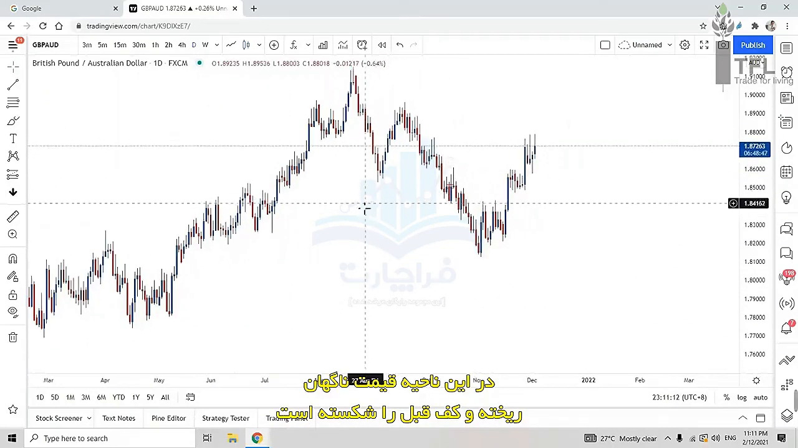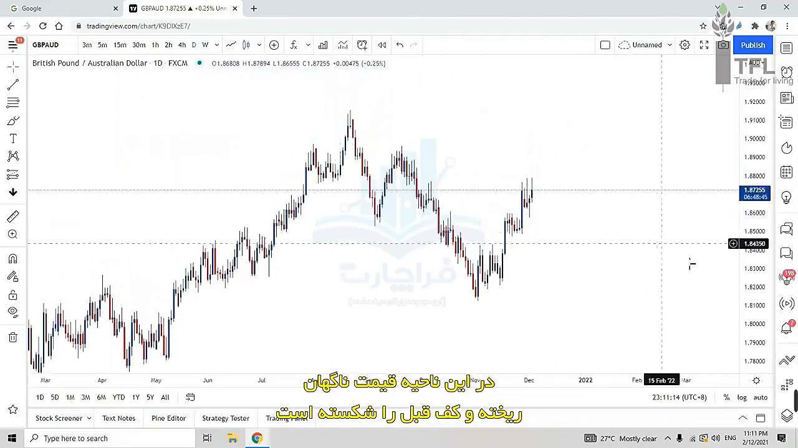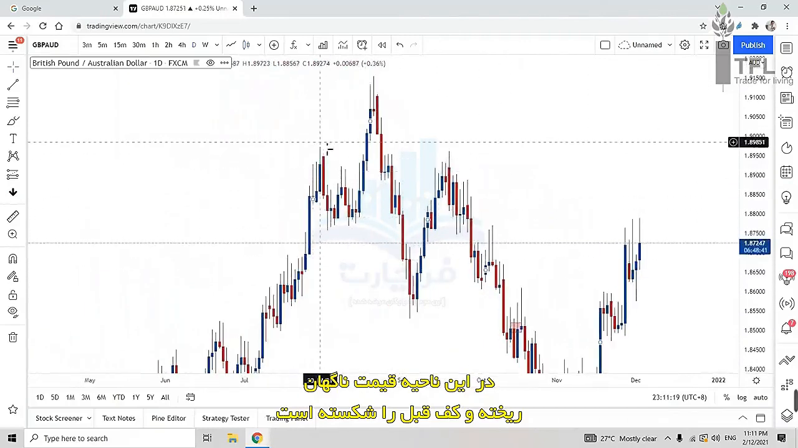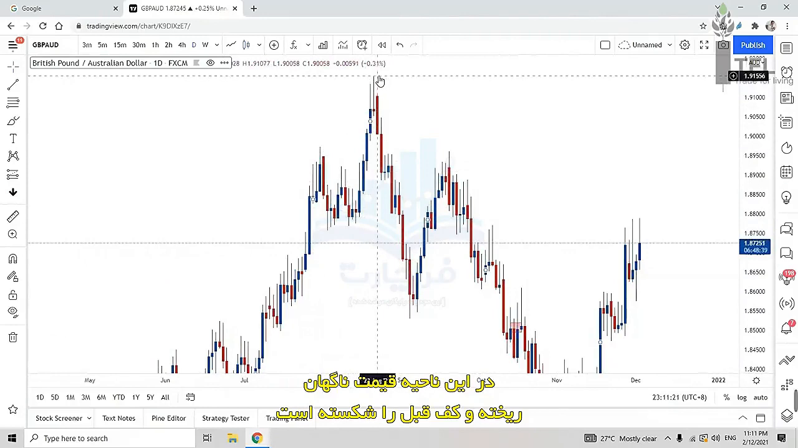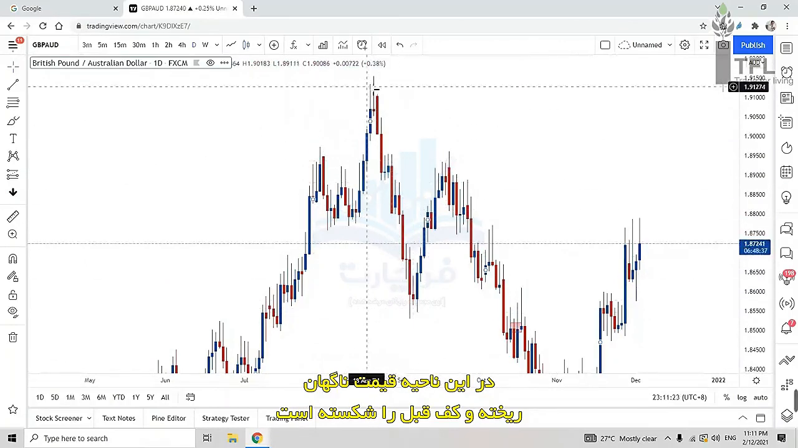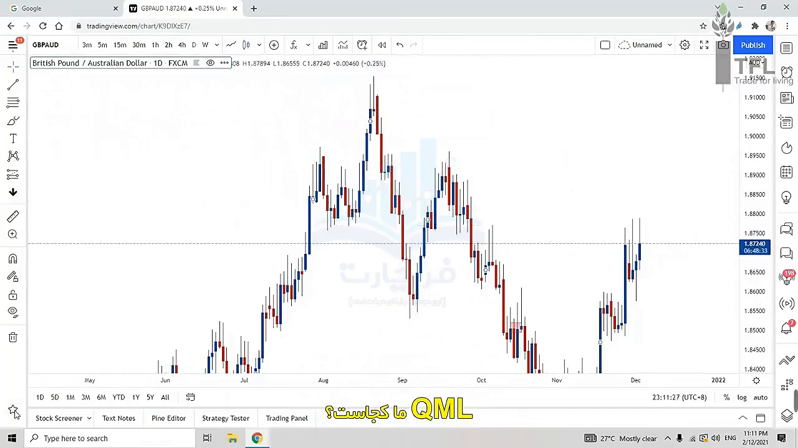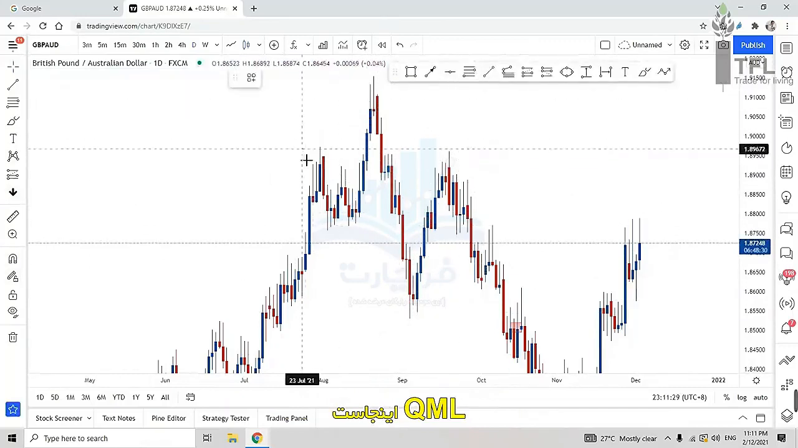So what happened is that at this area, right? You look at it. It's very easy to understand. At this area, the price suddenly breaks down. All right, break down. And where is our QML? All right, our QML is over here.